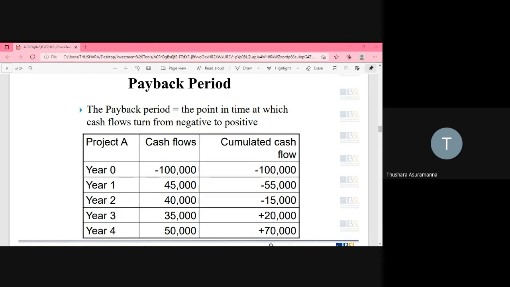Anybody having some issues in arriving at 2.9 years, or 2 years and 11 months? Who has not got that? Can you please explain it to me again? Right, so we wait for the others.